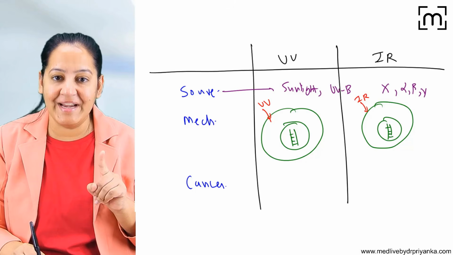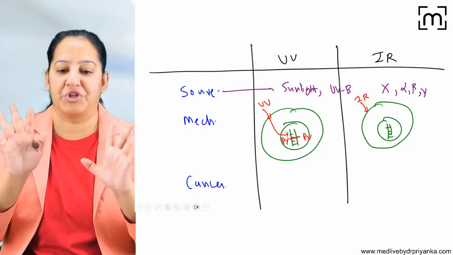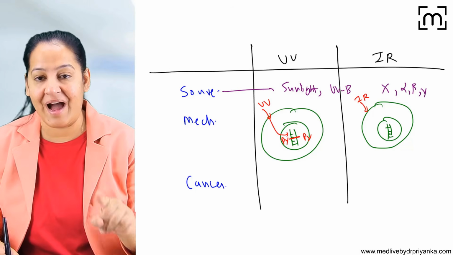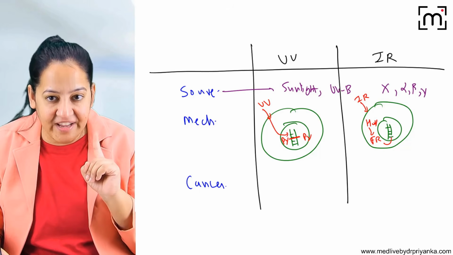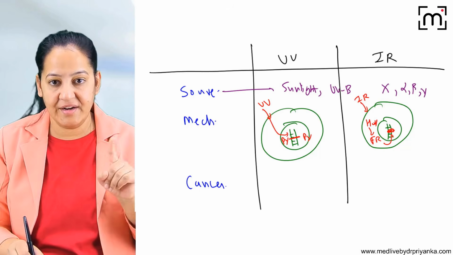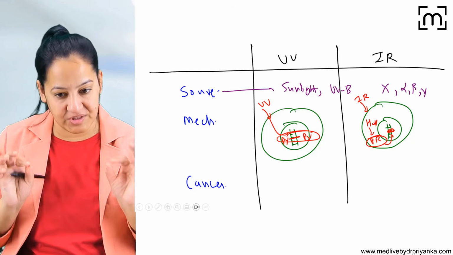UV light causes pyrimidine dimer formation, because of which mutation occurs. And IR dislodges the water and forms free radicals, and the free radicals cause the mutation. So here the main thing is pyrimidine dimer formation, and here free radical formation that you have to learn.